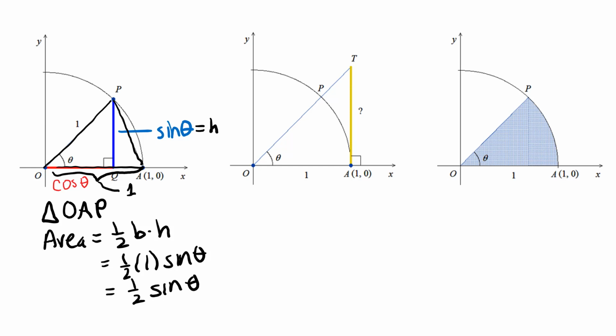Okay, so for this second triangle here, I've just taken the same unit circle that we started with, and I extended this line that was through O and P all the way out to form this other point T. And I've got a perpendicular side here labeled in gold, and we want to represent the area of that triangle, OAT.